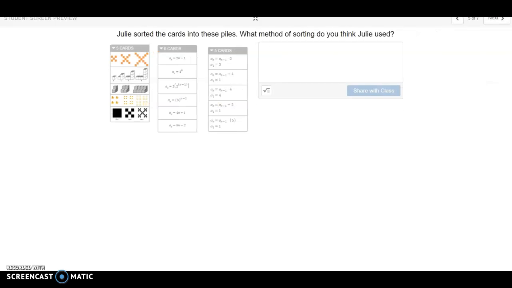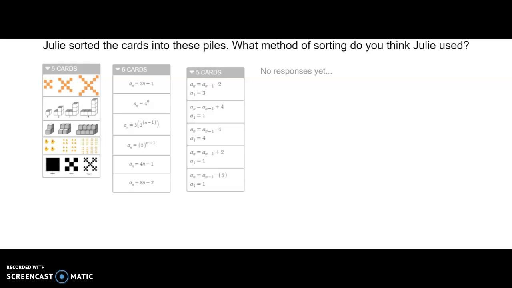Now that you've clicked the next button, I'm going to zoom in here and I want you to look at how Julie sorted her cards. So Julie sorted these cards into this certain pile. What method of sorting do you think that she used? So take a second, pause the video, and see what she sorted by.